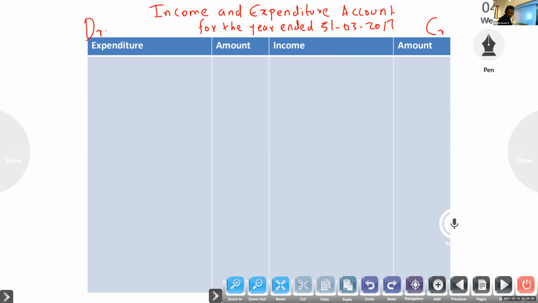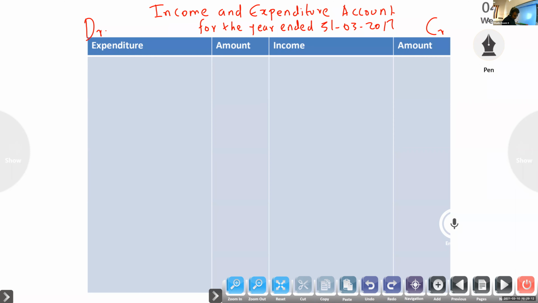So you look at the payment side first. Furniture is an asset, library books an asset, salary expenditure, general expenses expenditure, electric charges expenditure, newspaper expenditure, postage expenditure, stationery expenditure, audit fees expenditure. Okay, I think no adjustment is related to that. Sorry, adjustment is there.